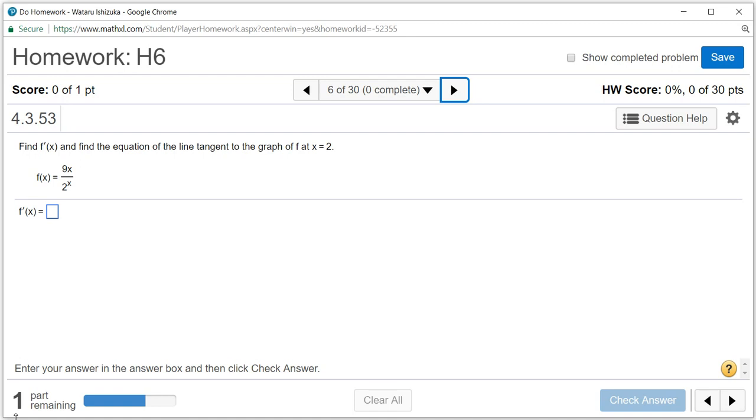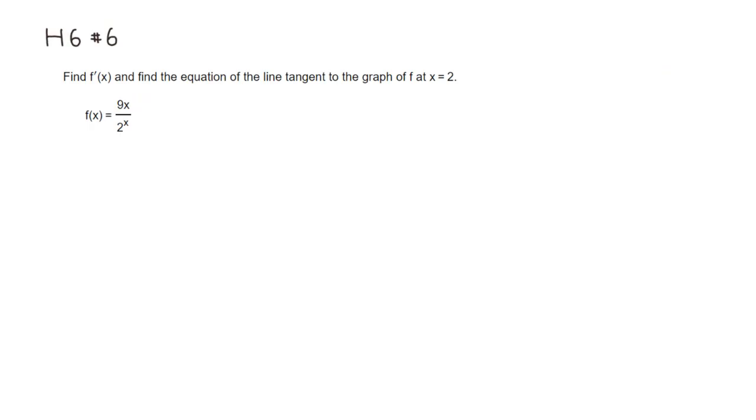All right, let's look at homework 6, problem number 6. Let's find the derivative of this given function and find the equation of the tangent line at x equals 2. So let's do that. We're going to take the derivative. Since it's in a quotient form, we're going to use the quotient rule.